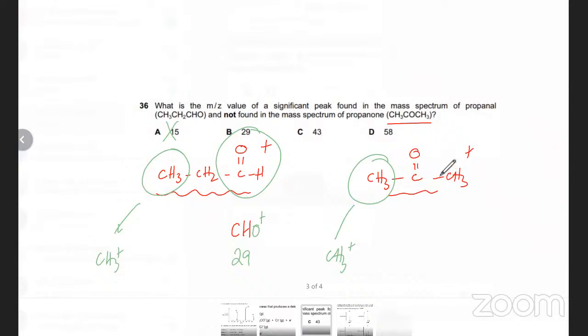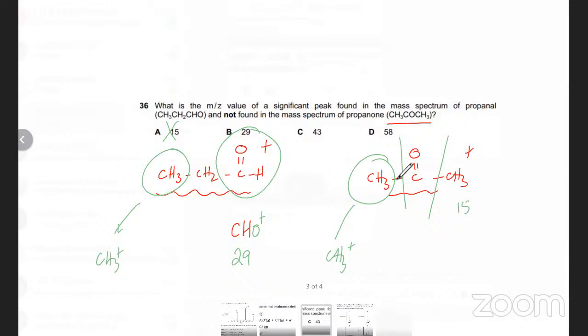Like if I break it down into pieces, I'll have one fragment that is 15. What's the other one? That's 15 plus CO, which is a lot higher than 29, right? Even if I break it down into 3 pieces, even then I'm not going to get 29. I'll get 28, but I'll not get 29. So no matter how I break this molecule up, I'm never going to get a fragment that has a mass of 29. Is that clear?